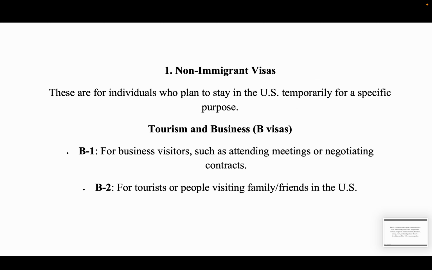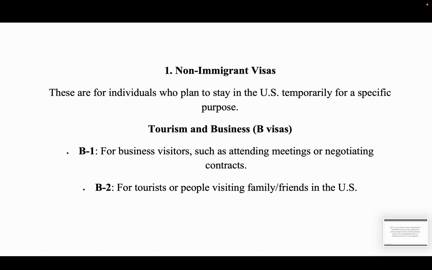Here we will study the non-immigrant visas. These are for individuals who plan to stay in the US temporarily for a specific purpose, for example tourism and business. The person who is coming for tourism and business will have a B visa.